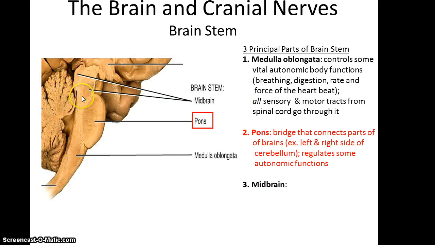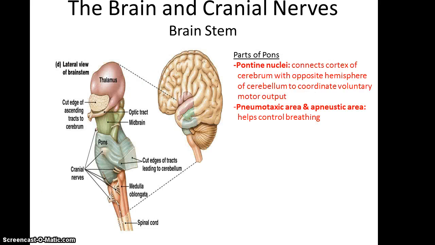The pons, as I say, is sort of the belly or body of the seahorse, and it basically is a bridge that helps connect various parts of the brain. For instance, it helps connect the left and right side of the cerebellum, and it also is involved in regulating some of those autonomic functions that we depend on. So some structures in the pons include the pontine nuclei. This is basically where you get a connection of the cortexes of the cerebrum to the opposite hemisphere of the cerebellum in order to help coordinate voluntary motor output so that our movements are properly controlled.